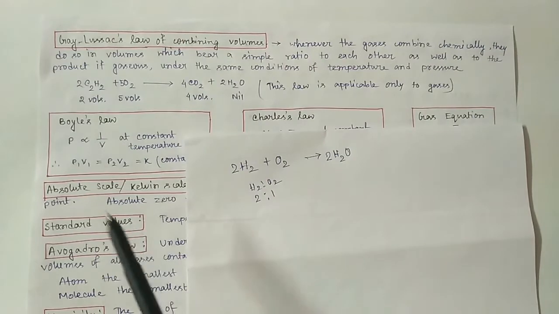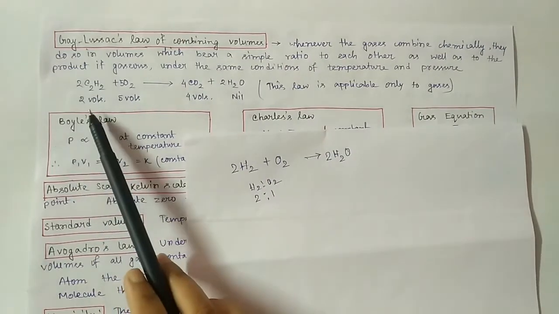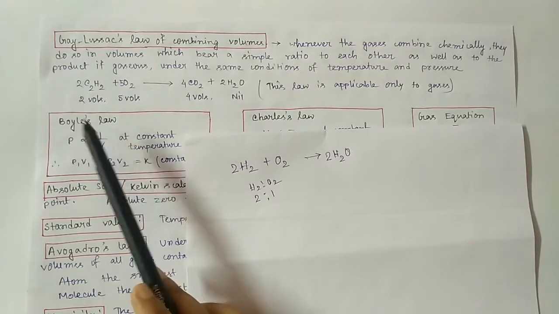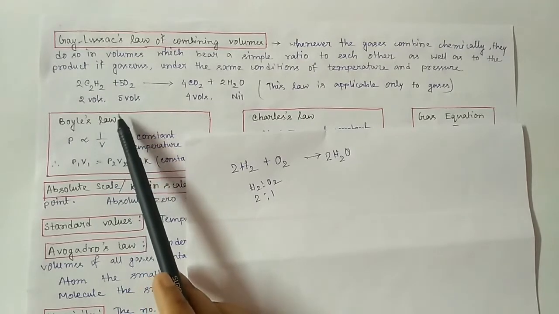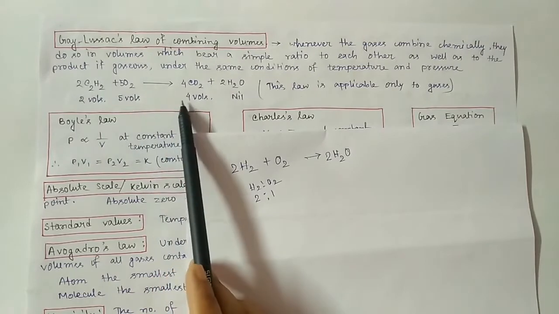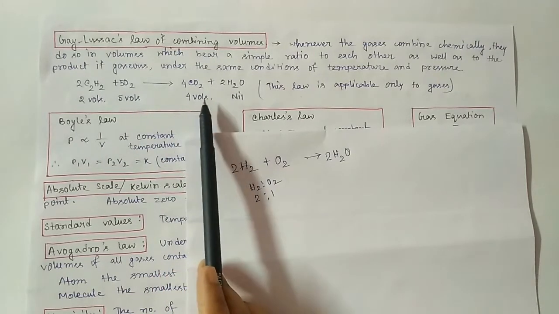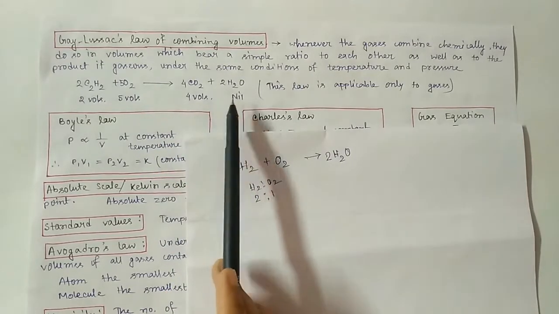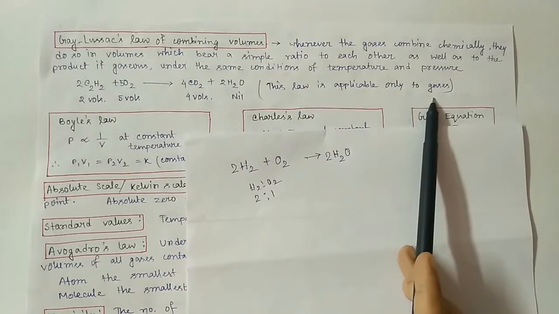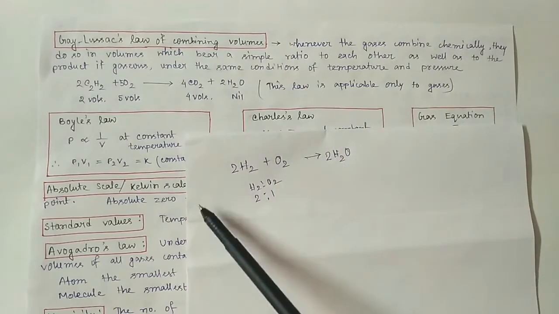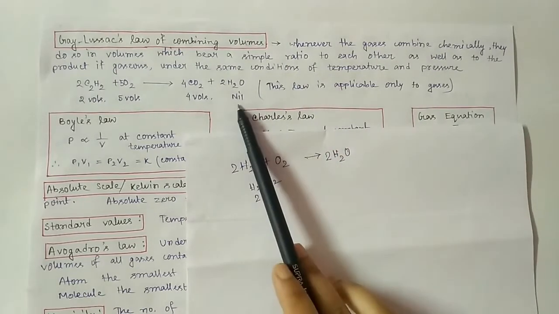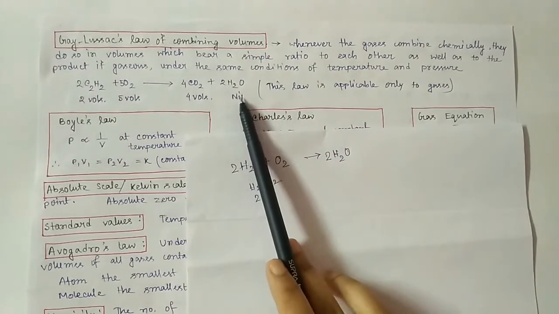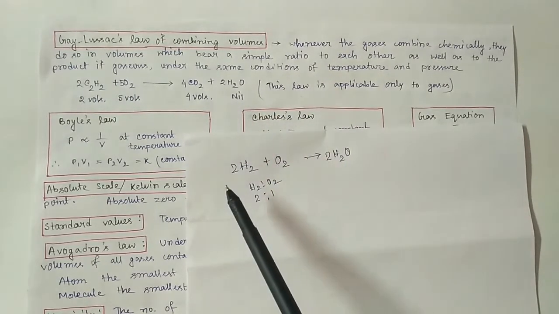For example, I have taken an example of an organic compound, C2H2, that is actually ethylene. So when we combine 2 volumes of C2H2 with 5 volumes of O2, it produces 4 volumes of CO2 and 2 volumes of H2O. Remember that this law is only applicable to gases. We cannot include solids or liquids in it. That is why we will not consider the volume of H2O here, as it is in its liquid form.